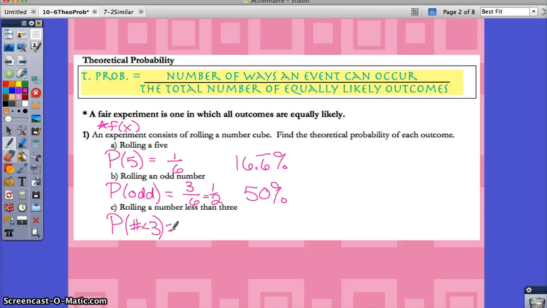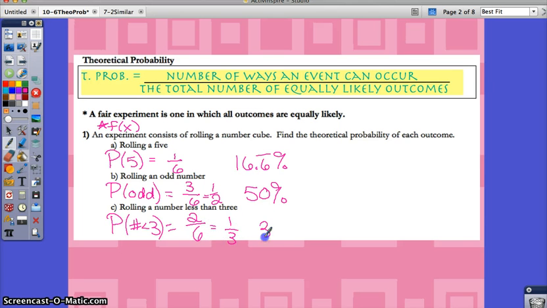Well, how many numbers on a die are less than 3? You have to think, does that include 3? Well, 3 is not less than 3, so there's only 1 and 2 that will satisfy this event. So there's 2 numbers on the die out of 6, which reduces to 1/3.